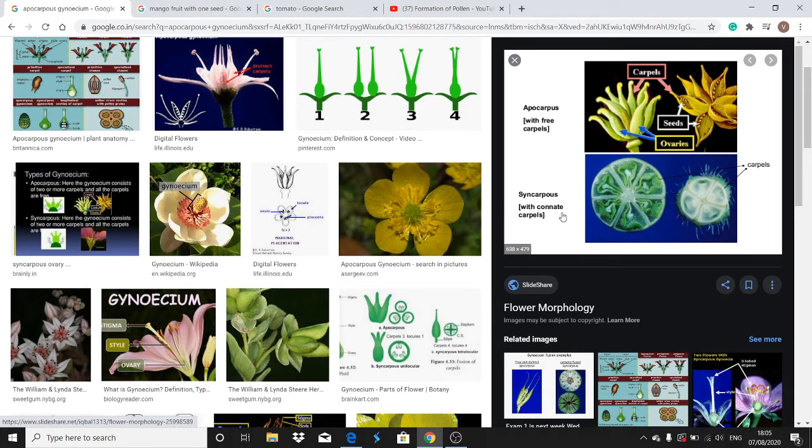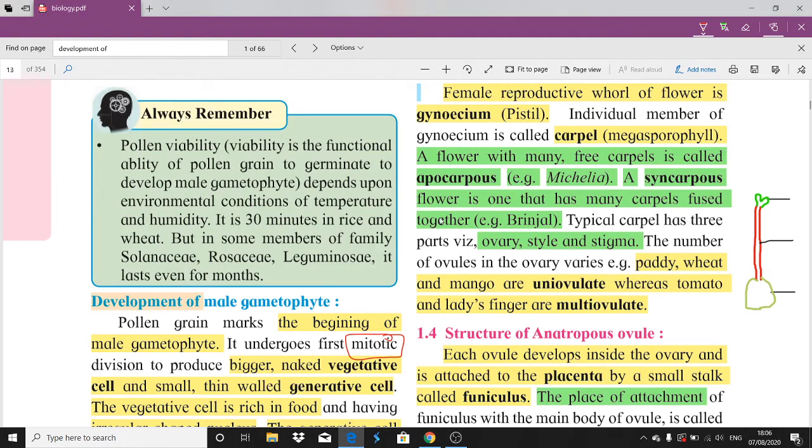ओके, और ये है सिनकार्पस, जिसको हम बोलते हैं दे आर द कार्पल्स दे आर फ्यूज्ड. ओके, तो यहाँ पे कार्पल्स फ्री नहीं होते, बट दे आर फ्यूज्ड टुगेदर. सो दैट इज द डिफरेंस बिटवीन एपोकार्पस and syncarpus. Apo means free. Syn means fused, where many carpels are fused. Okay, so let's move towards the lesson. So when carpels are many and free, that flower is called as apocarpous. When the flower is with many carpels fused together, then such type of flower is called as syncarpous.